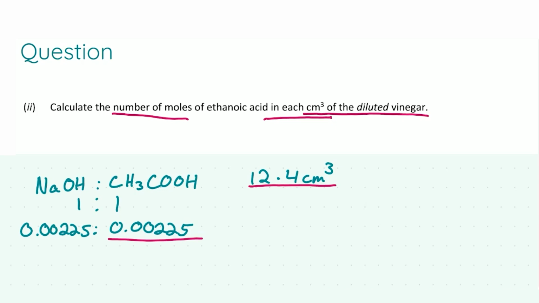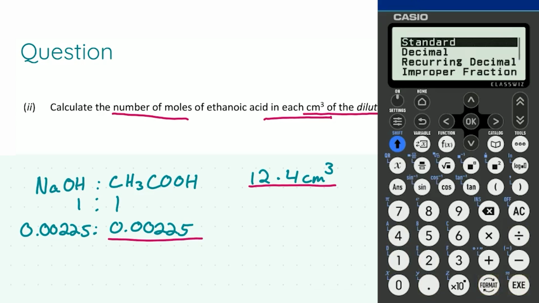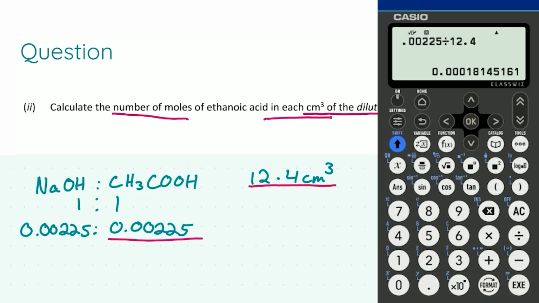Now just throwing that into our calculator. So we have 0.00225 moles. So we throw this into the calculator. And if we change this just to a decimal, we know there's 0.000181. So usually just 3 decimal points or even 2 decimal points is okay. You're better off being safe and just going to 3 decimal points.